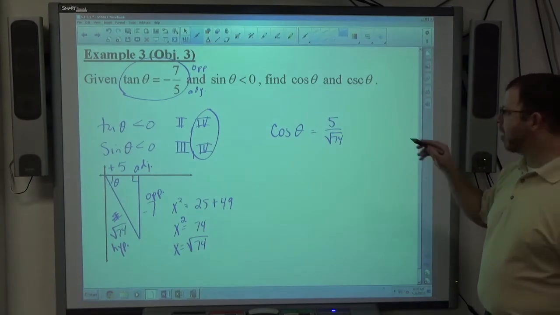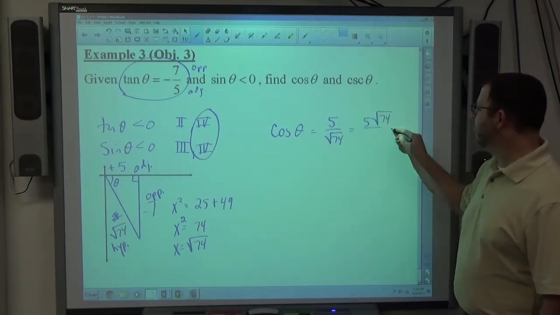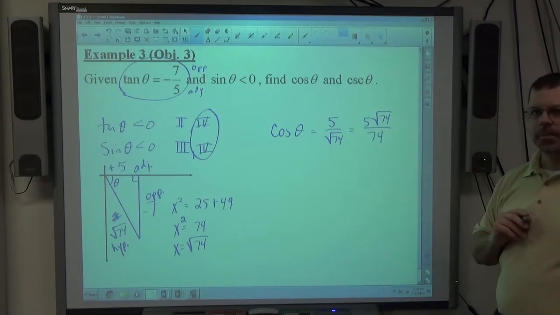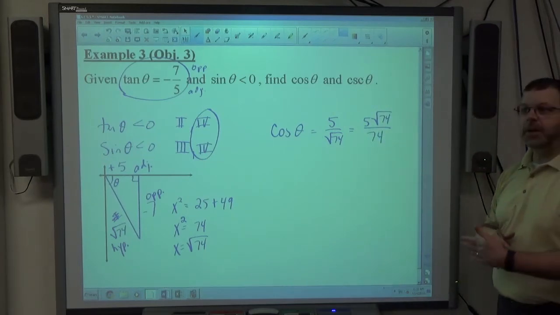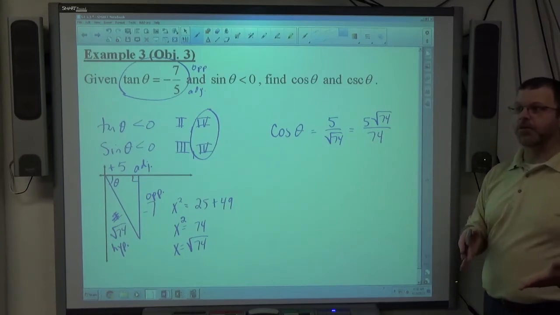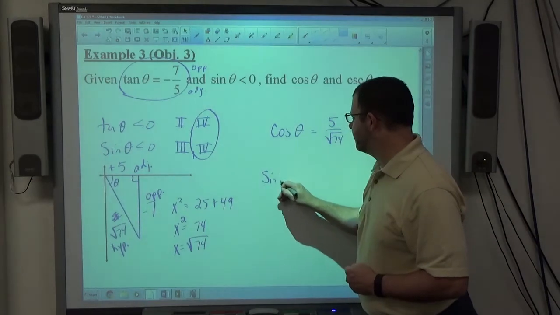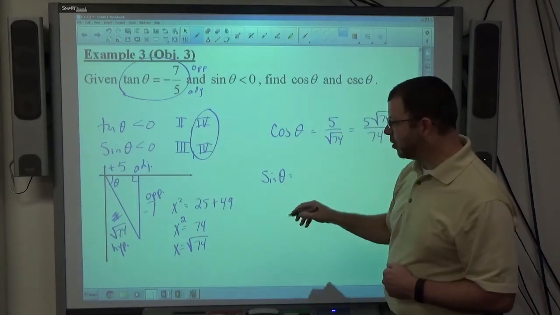We multiply top and bottom by the square root of 74, we're going to get 5 times the square root of 74 over 74. If they asked me to do one of the reciprocal functions, which they did, I would go ahead and find the regular function first, and then I'd reciprocate it. So I'm going to figure out sine of theta, which is going to be opposite over hypotenuse.